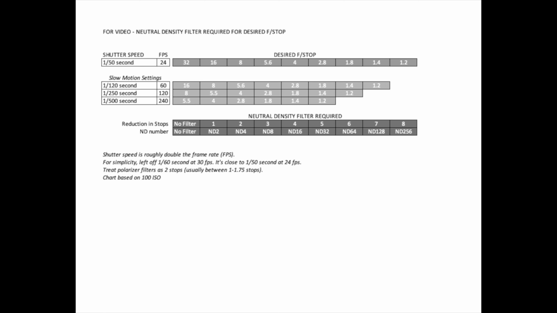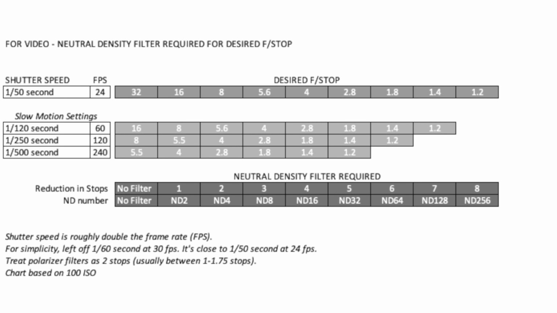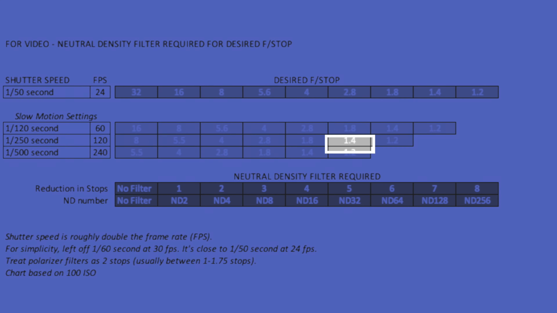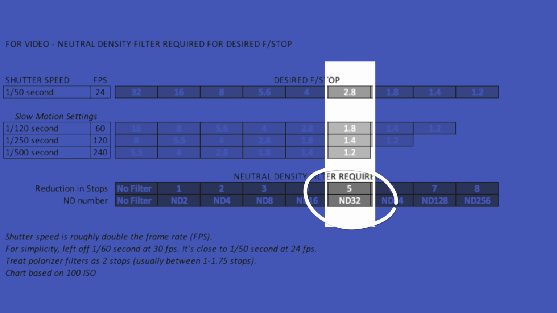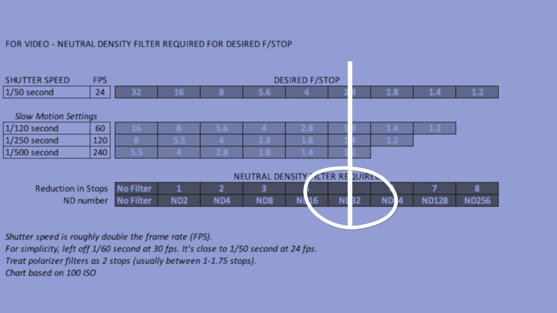Well, if I go on to this chart again, you'll see that at 60 frames per second, my shutter speed is going to be 1/120th of a second, or 120. And I go over to 1.8. Now I only need a neutral density filter that has a reduction of 5 stops, or an ND32.